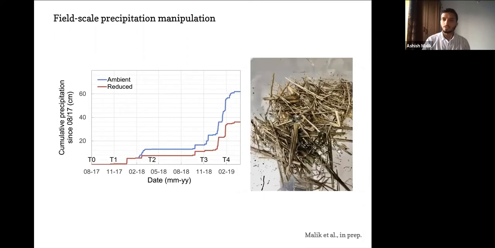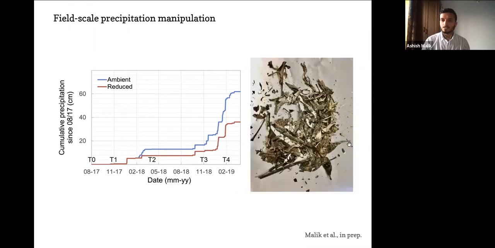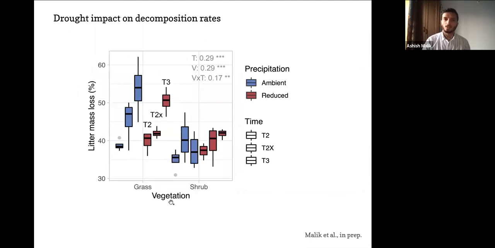And this is how the grass litter looked at the end of the experiment. And this is how the shrub litter looked at the end, almost breaking apart. And there was around a 40 to 50% reduction of the grass litter. So I'm showing the litter mass loss here.